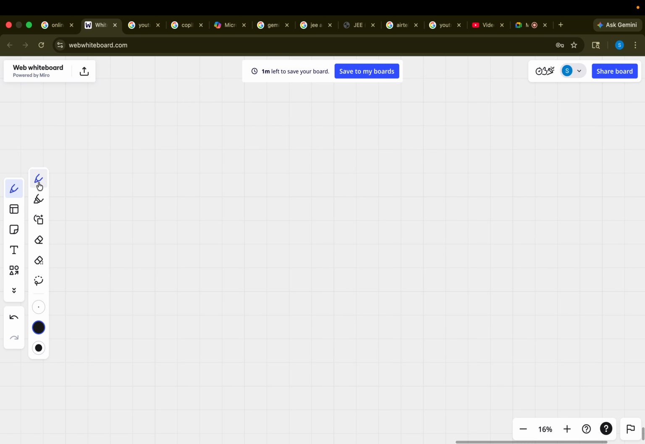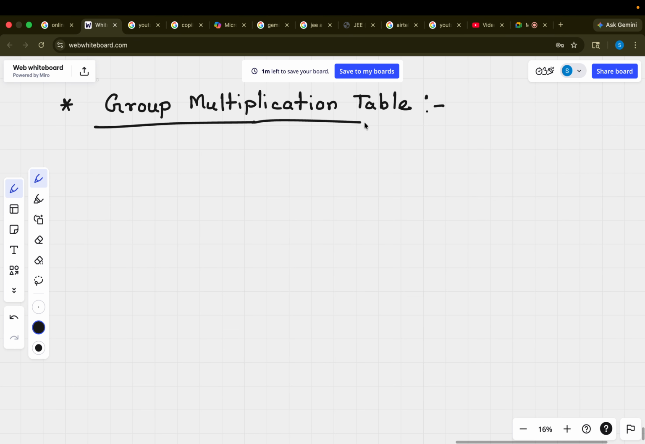Today we will discuss the group multiplication table. So next we have group multiplication. Group multiplication table. So we have to form this table. Let's see how to actually form this kind of group multiplication table.